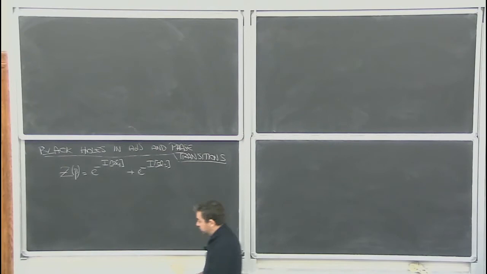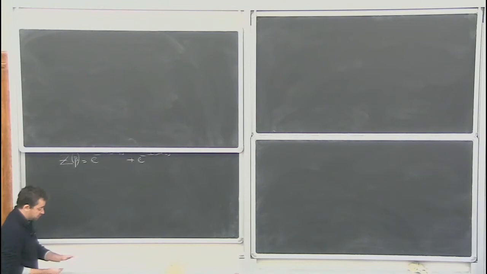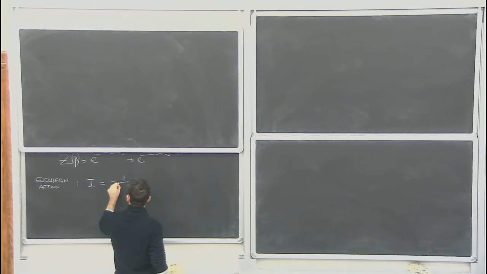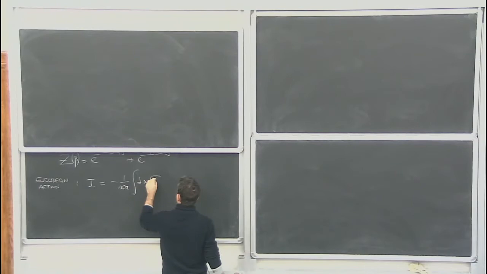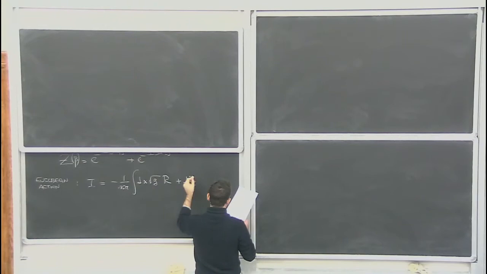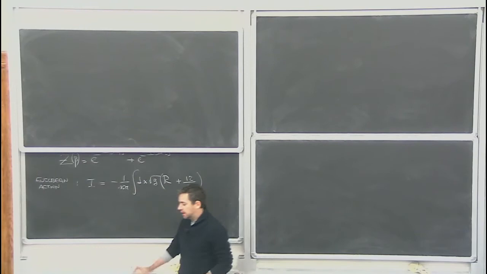And since we want to be in AdS, we need to introduce a cosmological constant. So our Euclidean action will be the usual Einstein-Hilbert one, minus the cosmological constant, and it's a negative cosmological constant. Here I haven't put the number of dimensions yet, because this is done in any dimension in principle.